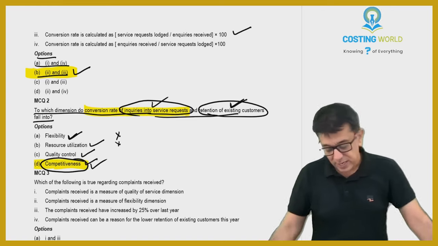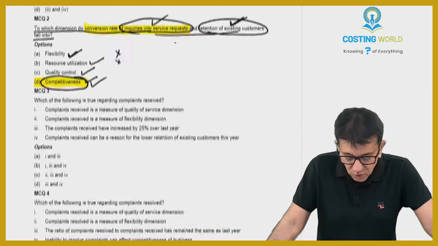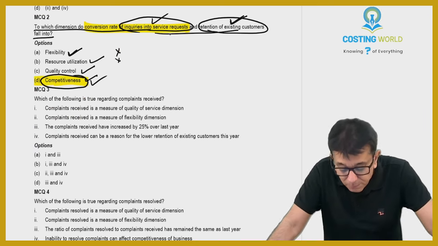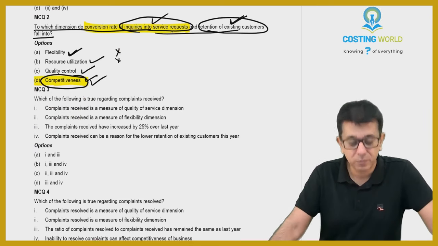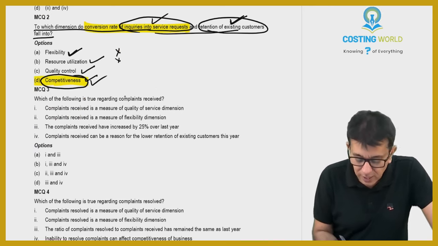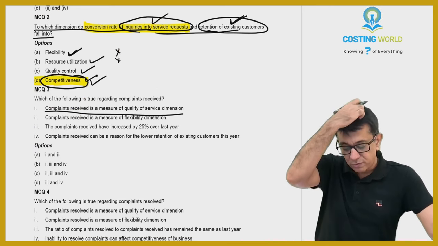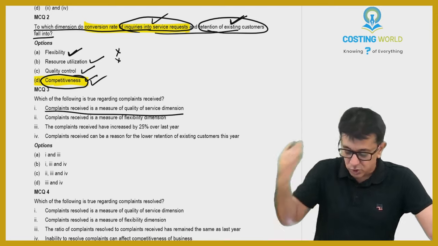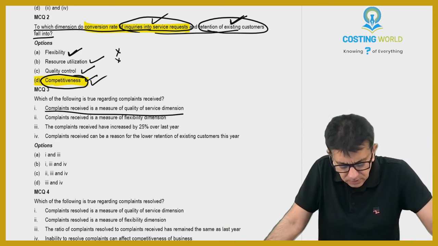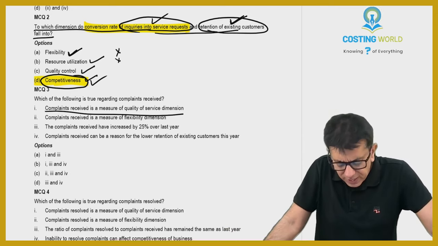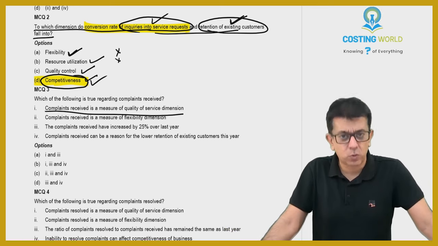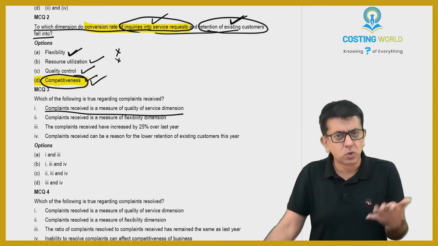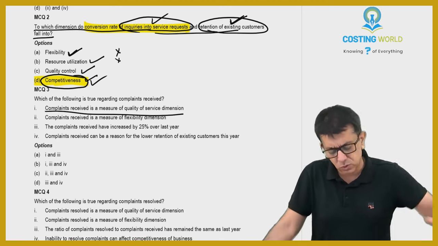Then MCQ number 3. Which of the following is true regarding complaints received? Complaints received is a measure of quality of service dimension. Correct. Complaints do measure the quality. If your quality is bad, complaints will be more. So it is correct. I think so. This is true.